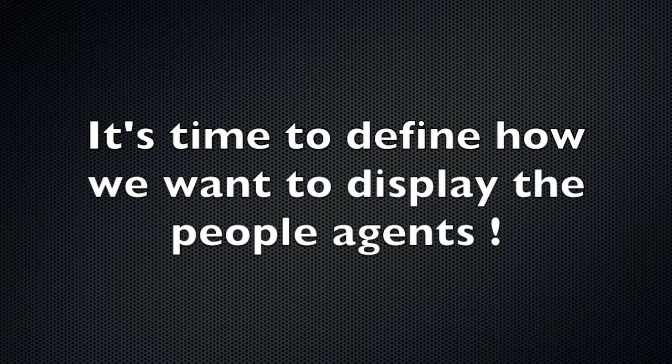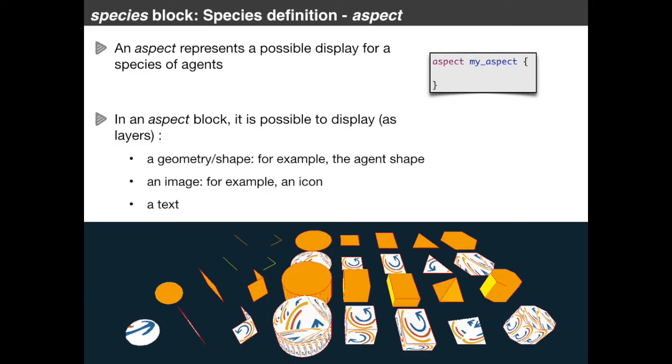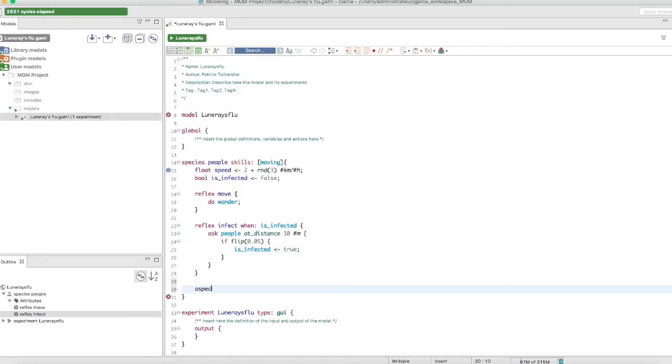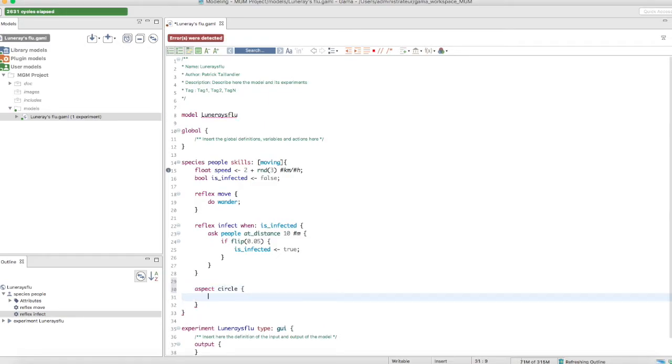It's time to define how we want to display the people agent. An aspect is a way to display the agents of a species. In a display, it is possible to draw a geometry, an image, or a text. In our model, we define an aspect for the people agent called circle that draws the agents as a circle of 10-meter radius with a color that depends on their isInfected attribute. If the people agent is infected, it will be drawn in red, in green otherwise.